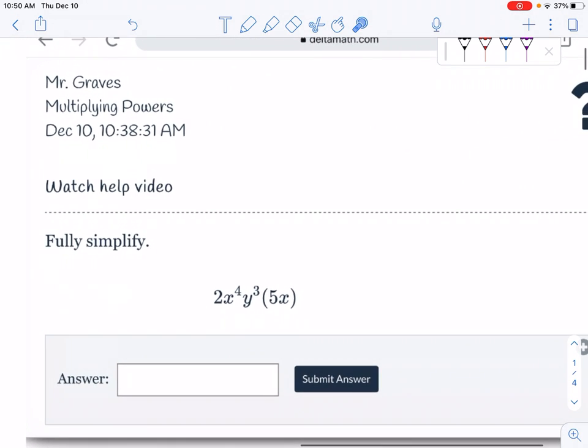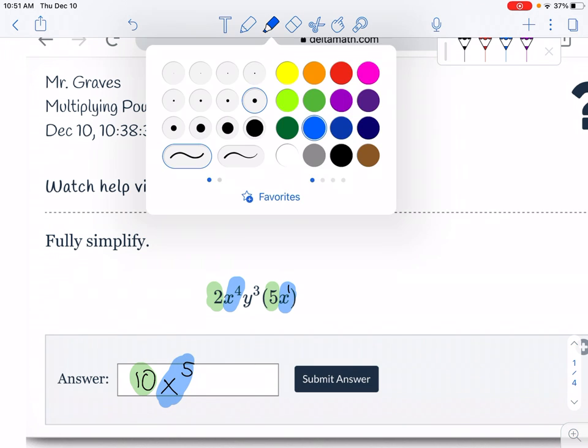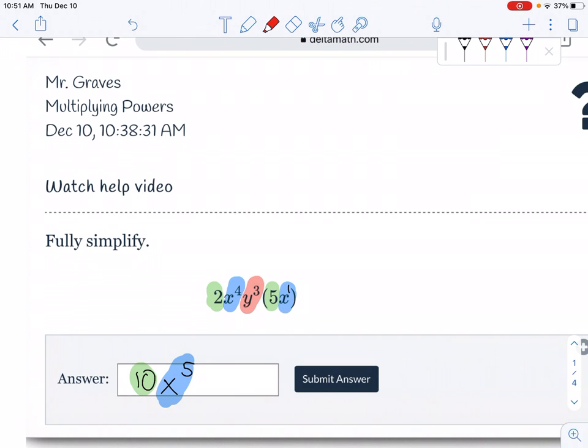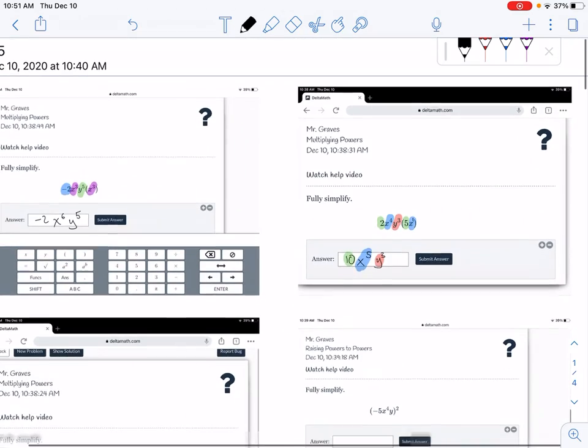Take another look here. We are working with 2 times 5. So base numbers just multiply. 2 times 5 gives us 10. We are doing x to the 4th times x to the 1st. Remember, if we don't see a number there, it's really a 1. So that's going to give us x to the 5th power. So that's what we got when we did those. And then again, y, forever alone, doesn't have a buddy, so he just gets rewritten, y to the 3rd.